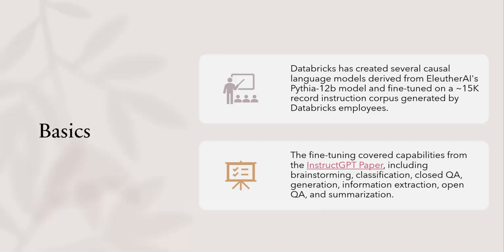Okay, so this is the basics of the Dolly model, and it has capabilities like brainstorming, classification, answering closed questions, information extraction and summarization. These are the basic things that a Dolly model can do, and it was fine tuned by covering the capabilities mentioned in the InstructGPT paper.